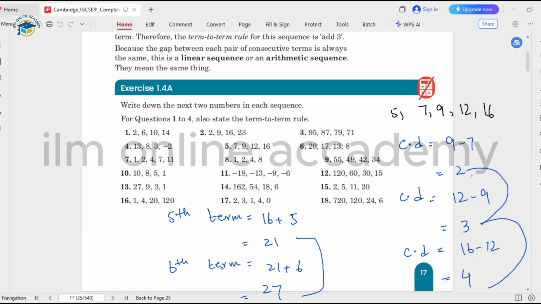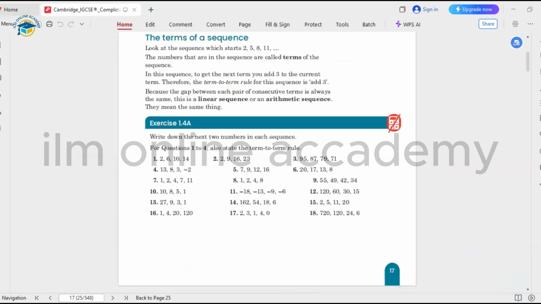Now let's go on with part number 6. Let's see what kind of sequence we have in the sixth one. The sequence is 20, 17, 13, and 8. Now it's again a decreasing sequence. So let's find the common difference. Here we need to subtract a number to get the next number. From 20, if I subtract 3, I get 17.